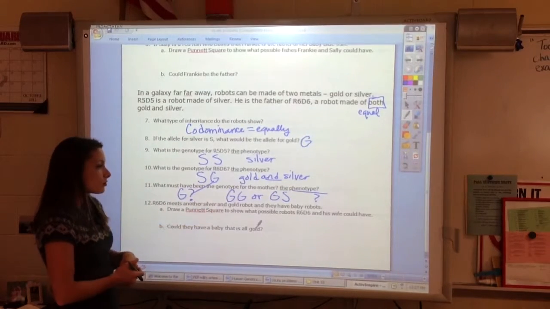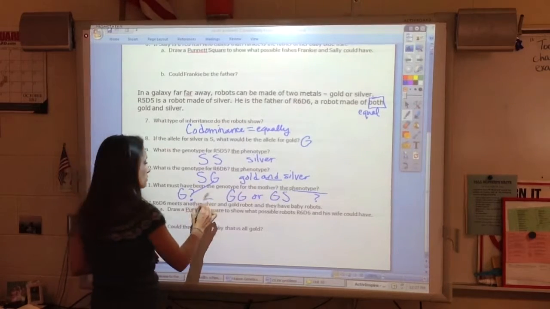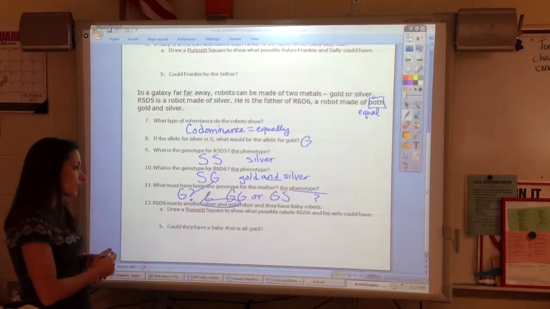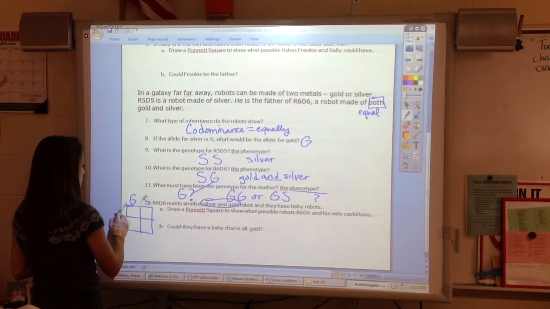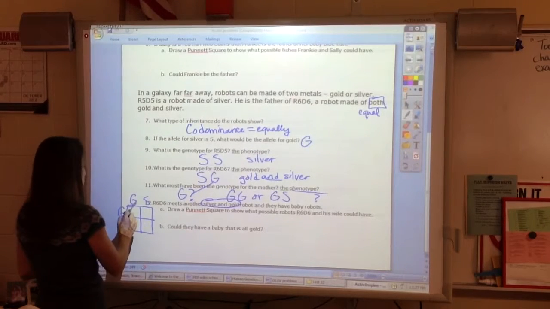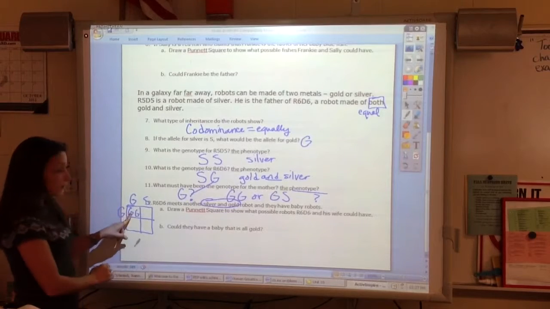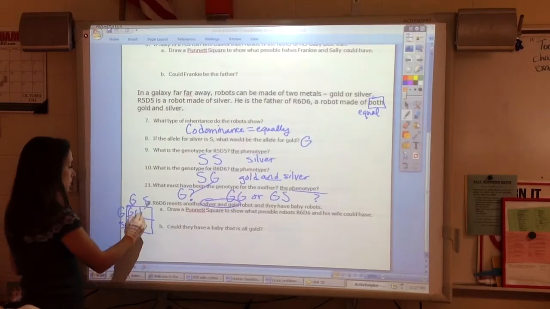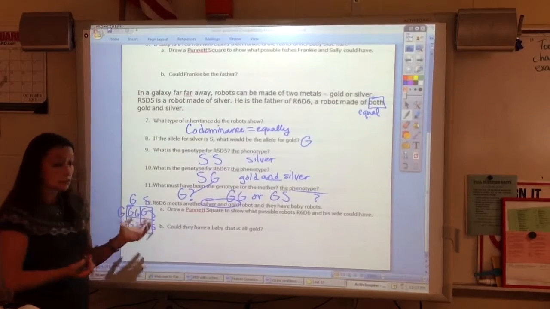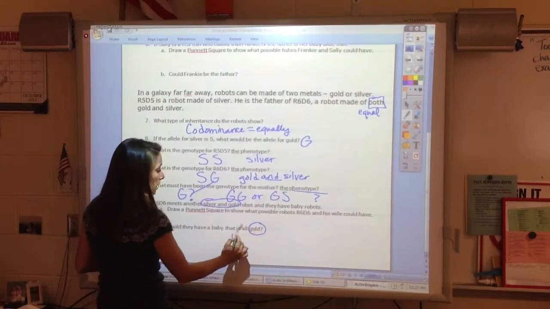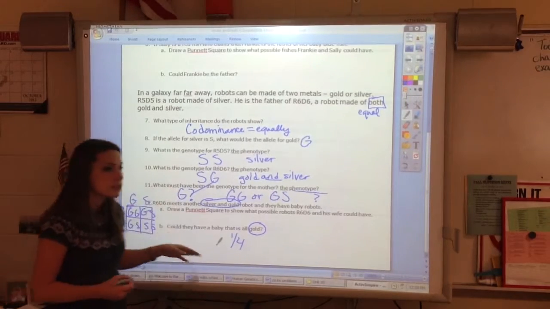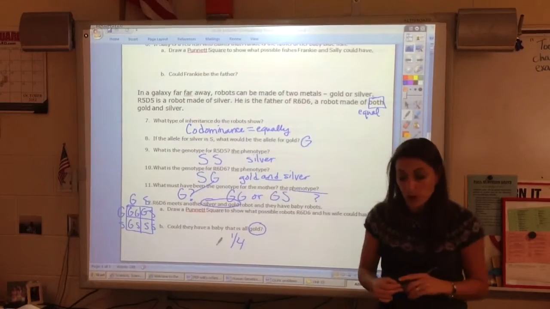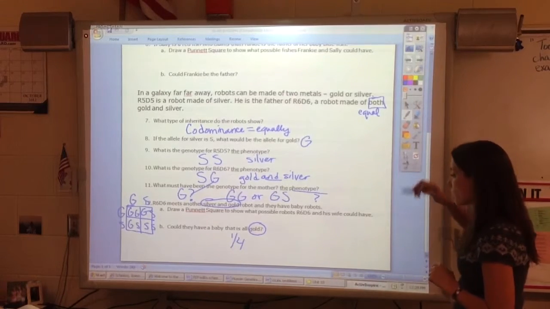R66 meets another silver and gold robot, and they have baby robots. So then we draw our Punnett square. GS, gold and silver. Turns out they could have an offspring that has two golds, a gold and silver, and an offspring that's all silver. So yes, they could have a baby. 1 out of 4 would be all gold. So this is just another chance to do a little bit more practice with these genetics problems.